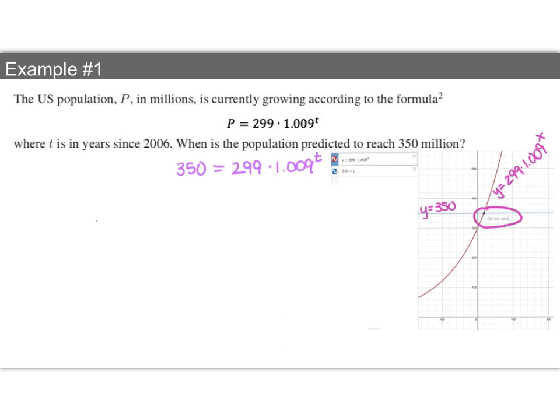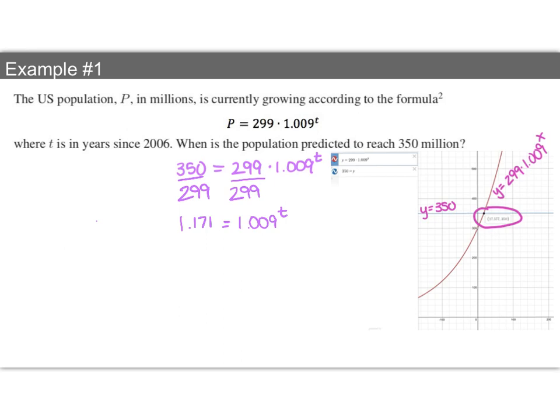So if I was going to solve this algebraically, we're trying to isolate t. So the first thing I'm going to do is divide both sides by 299. And so then I'm going to plug that into my calculator, and I get approximately 1.171. And again, I'm going to shorthand it in terms of writing it, but when I'm using my calculator, I'm going to grab the full value so that I'm not rounding until the end. Okay, so now this is the point where I'm now trying to solve for the exponent.